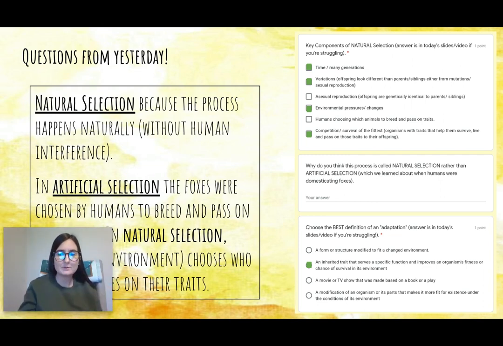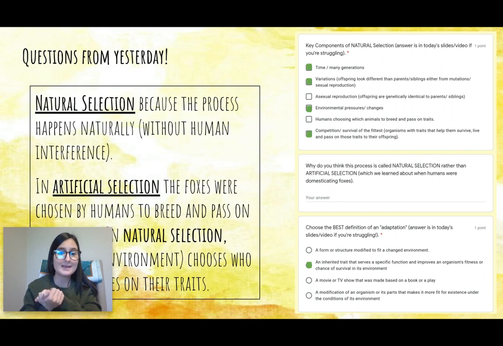Humans choosing which animal to breed and pass on traits. That's actually not natural selection. That is artificial selection. So artificial selection is when humans pick the foxes to breed together and pass on their friendliness gene, or they breed the puppies together to get the genes they want in the puppies. So humans choose which ones pass on their traits and survive and reproduce.